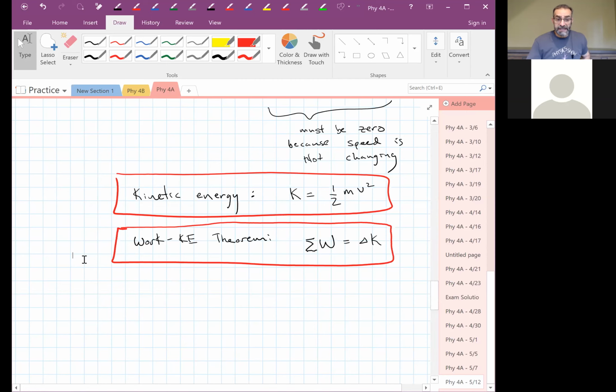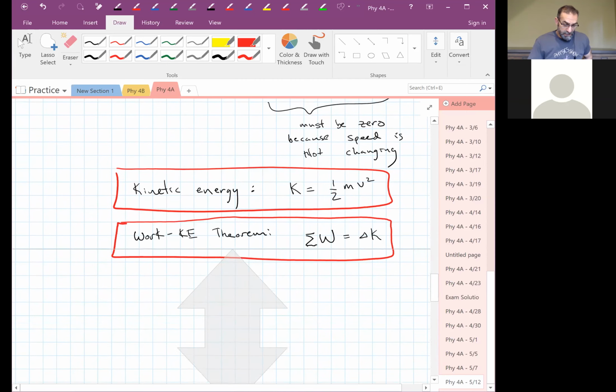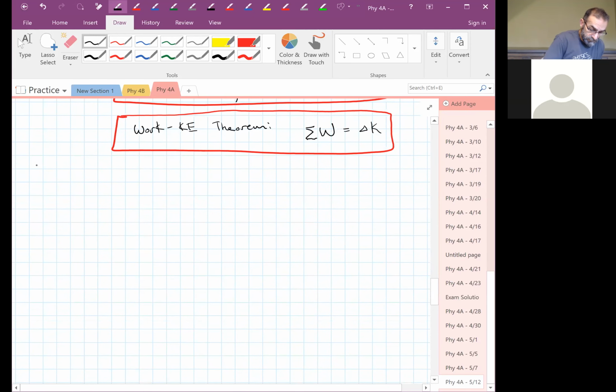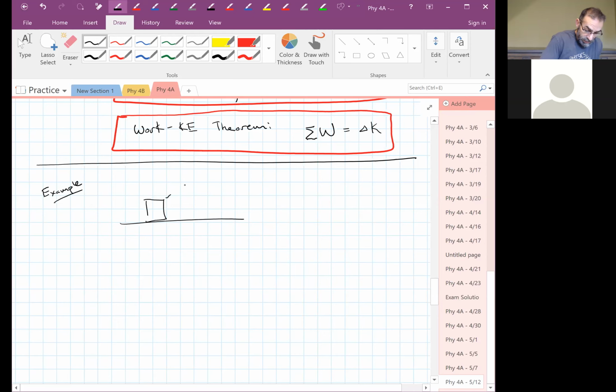Okay, let's do an example. We've got a box. We're going to pull it. Some pulling force, some angle here, some distance. Let's make it 100 newtons, 60 degrees, 10 kilograms, and 5 meters.